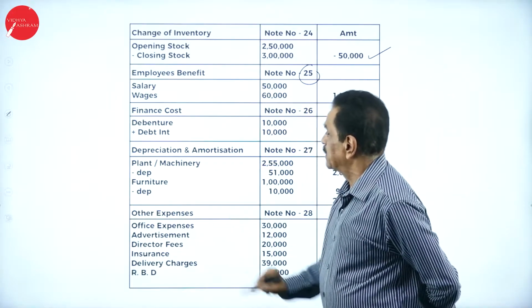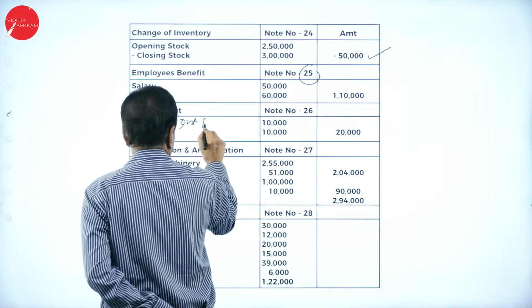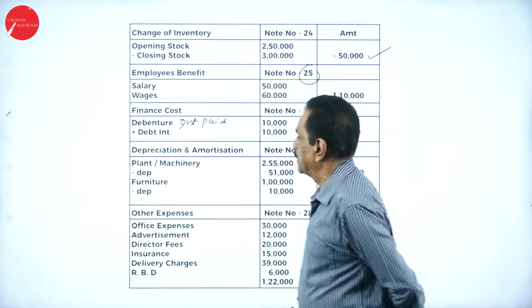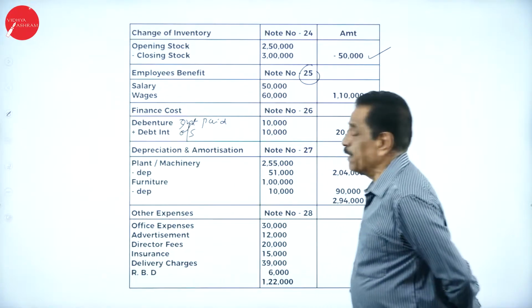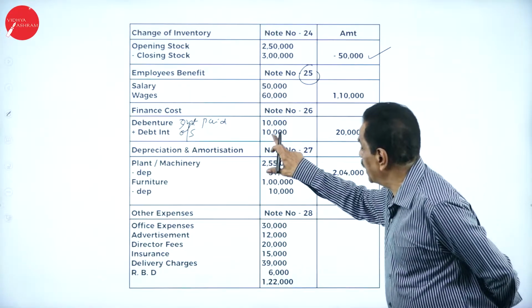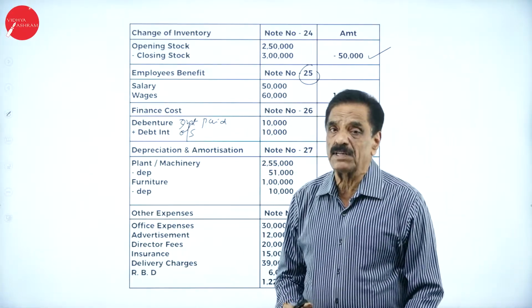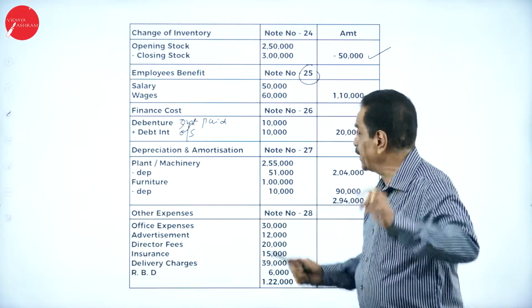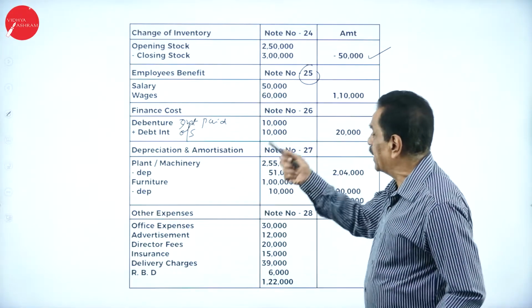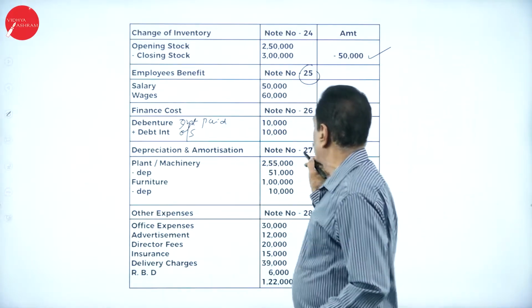Finance cost. This is debenture interest paid plus debenture interest outstanding. How much already paid? 10,000. How much outstanding? 10,000, because you have taken 2 lakh. There's a word called 10% debenture. 10% of 2 lakh is 20,000. How much already paid? 10,000. How much outstanding? Another 10,000 become 20,000. Then depreciation amount and summary.